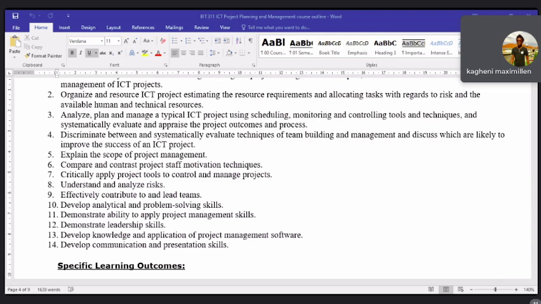You'll be able to demonstrate the ability to apply project management skills, demonstrate leadership skills, develop knowledge and application of project management software, and develop communication and presentation skills. All these are key qualities. We shall look at qualities of a leader. What are the qualities of a leader?